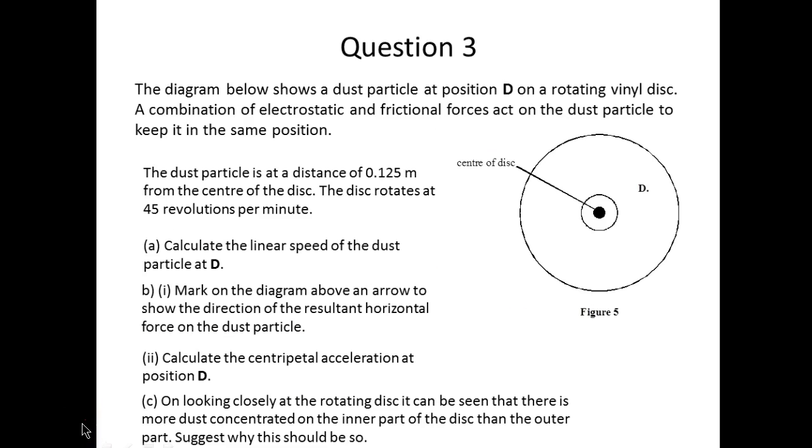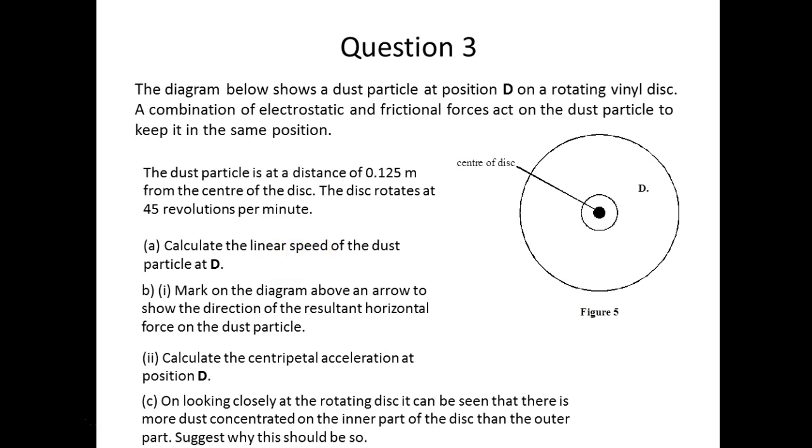This one's a past paper exam question, and you can see that it's all about a dust particle at position D rotating on a vinyl disc. And we're told that a combination of electrostatic and frictional forces act to keep it in the same position. So the first part of the question, as you can see there are 3 parts, is to calculate the linear speed of the dust particle at D.